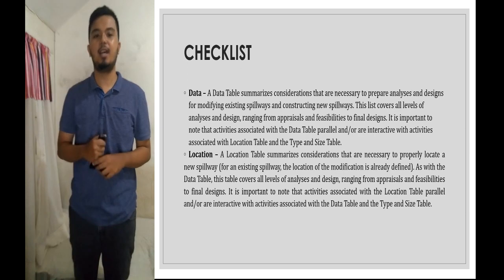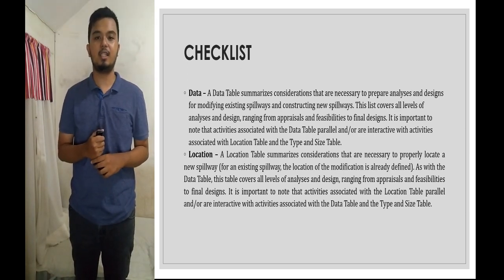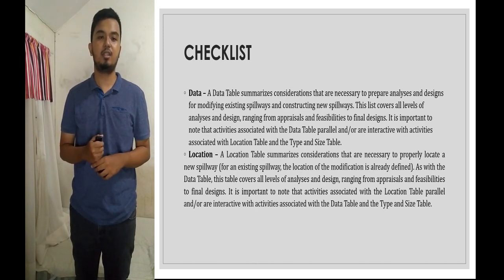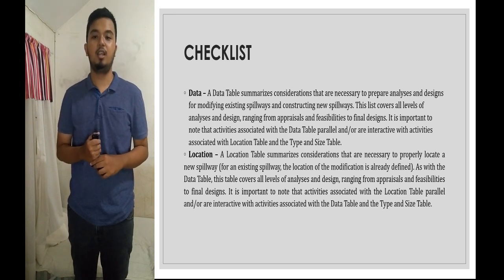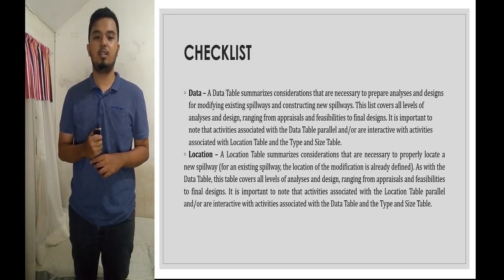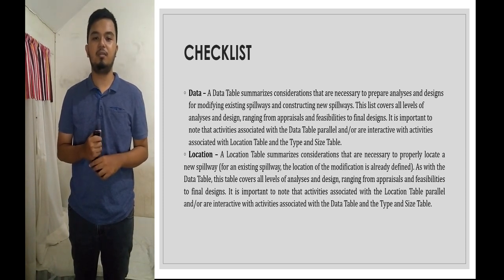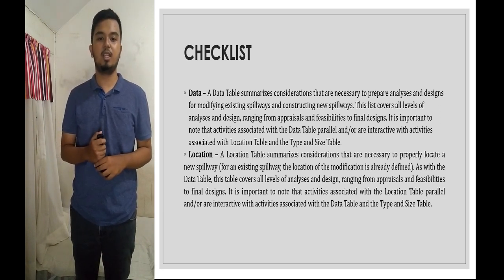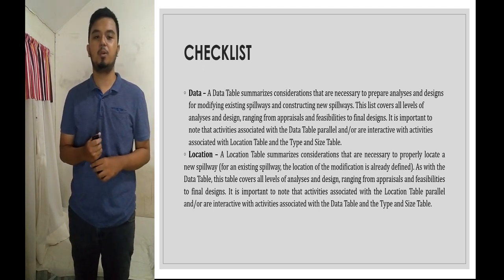So first is the data. A data table summarizes considerations that are necessary to prepare analysis and designs for modifying existing spillways and constructing new spillways. This list covers all levels of analysis and design, ranging from appraisals and feasibilities to the final designs. It is important to note that activities associated with the data table parallel and/or are interactive with activities associated with the location table and the type and size table.